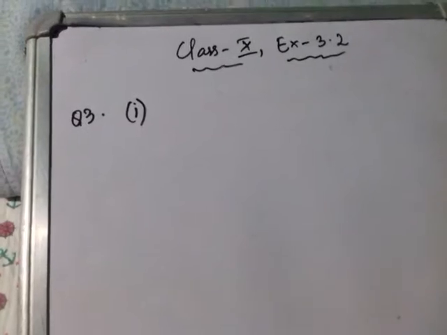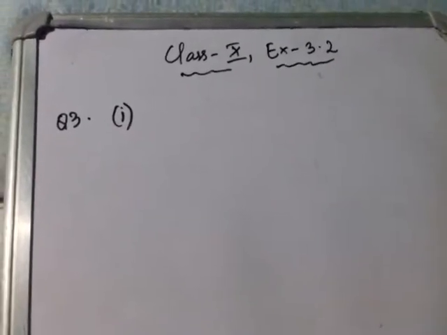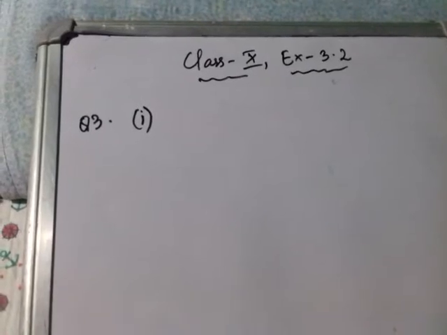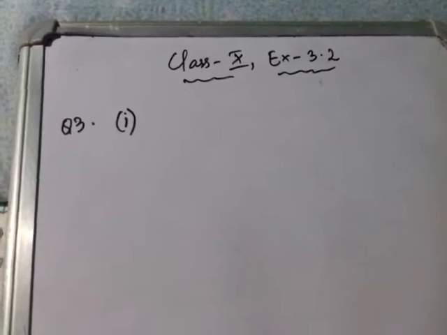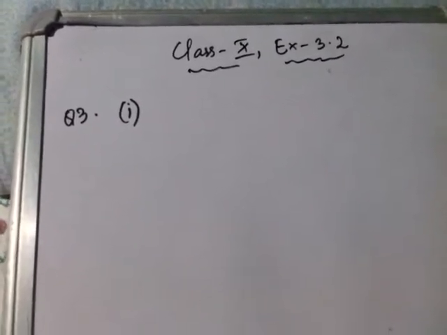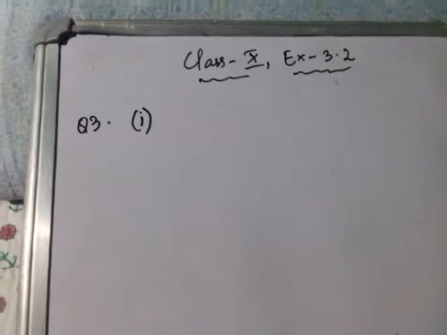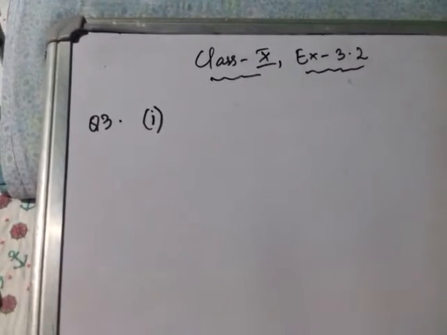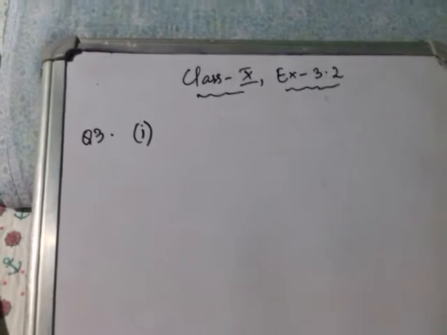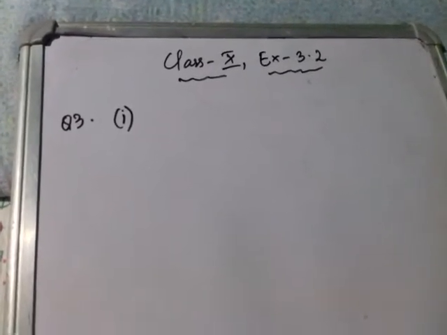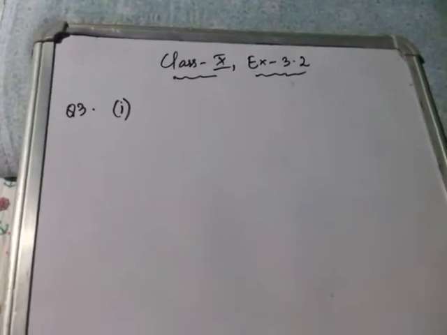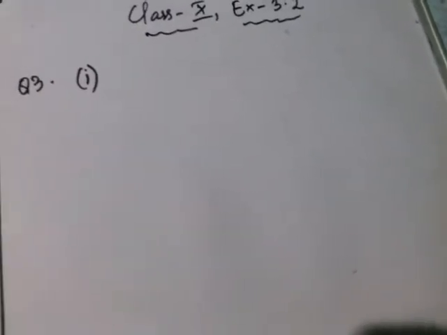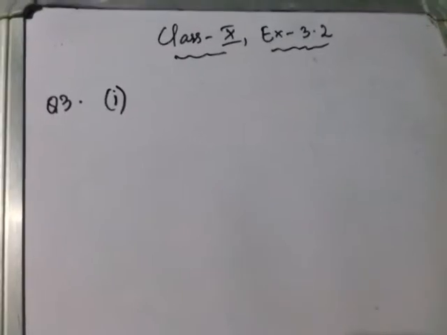On comparing the ratios a1 by a2 and b1 by b2 and c1 by c2, find out whether the following pairs of linear equations are consistent or inconsistent. There are Roman numbers up to 5, so I will do Roman number 1 and Roman number 3, and all the remaining ones you will do by yourself. If you have any doubt, you will ask me, understand?